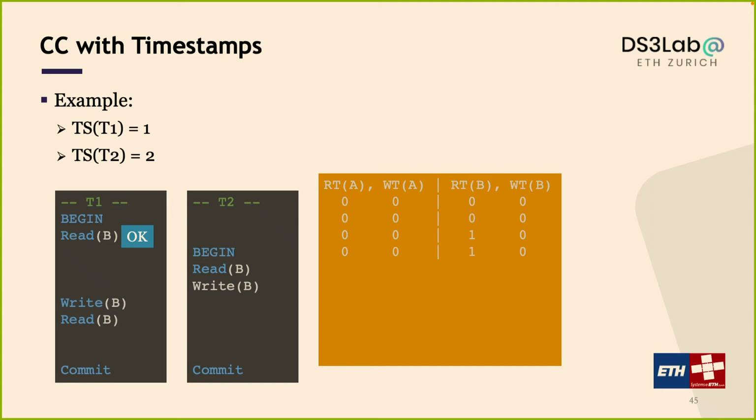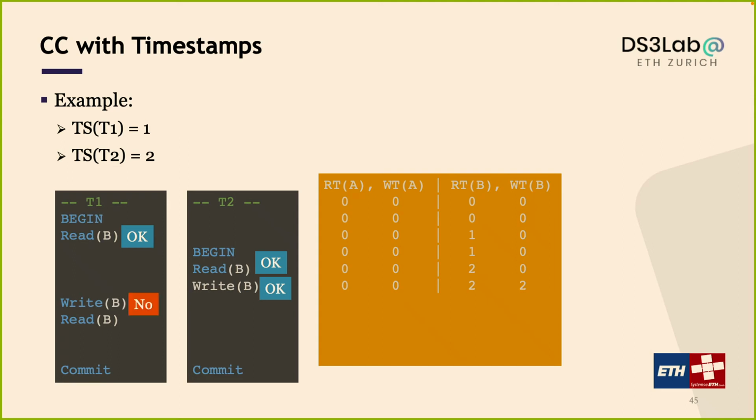T2 reads B, yeah, why not? It's fine. T2 writes B, yeah. Now T1 wants to write B. Should we allow that? What should we do? T1 wants to write B. I try to check the read time and write time of B. Who thinks we should allow this? Who thinks we should not allow this?